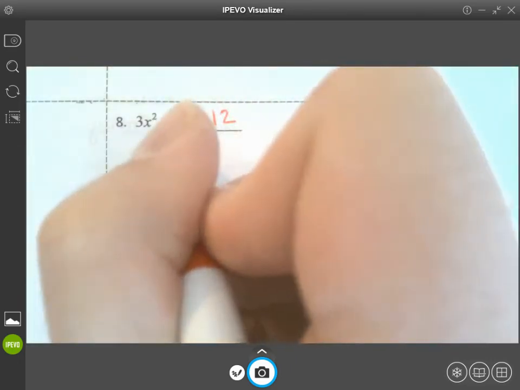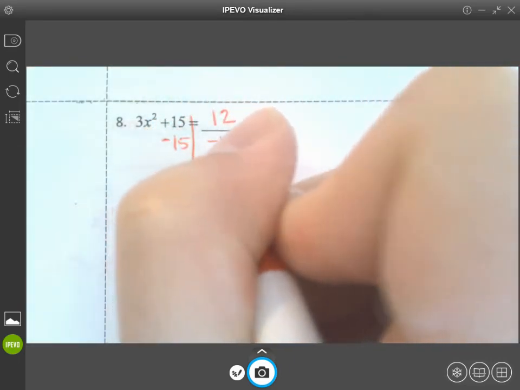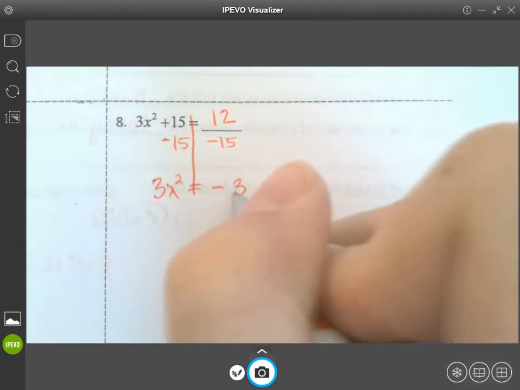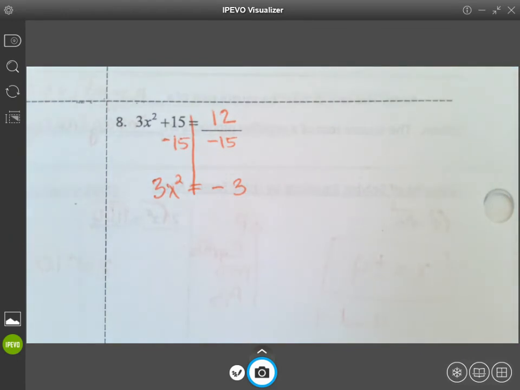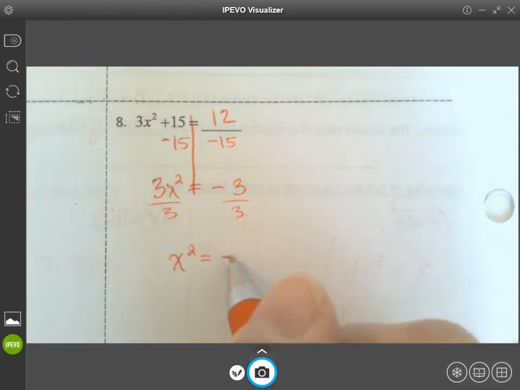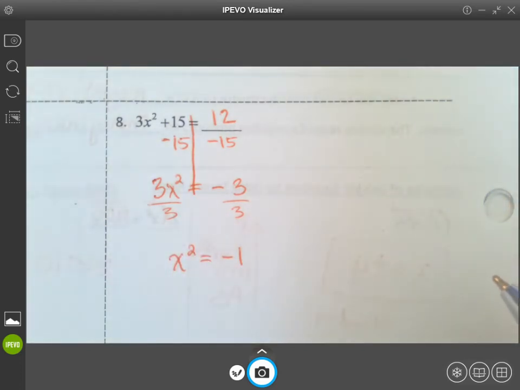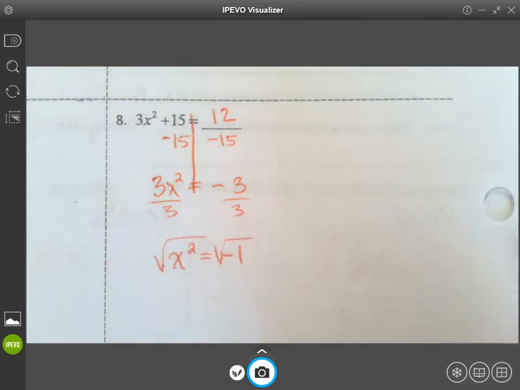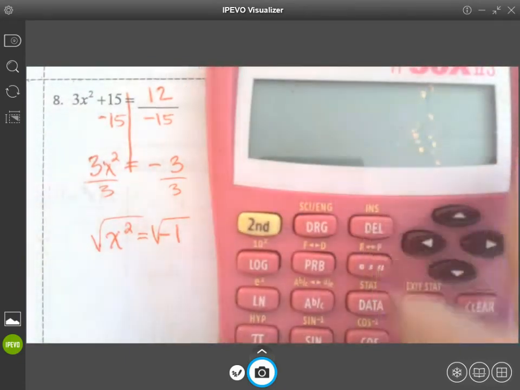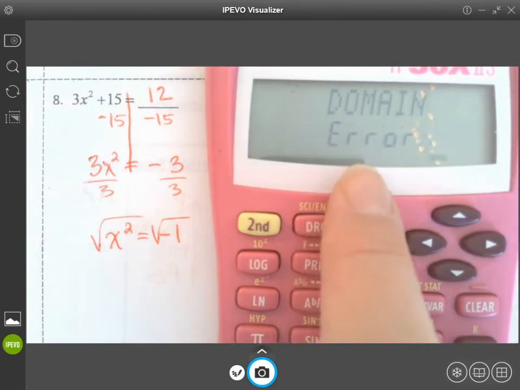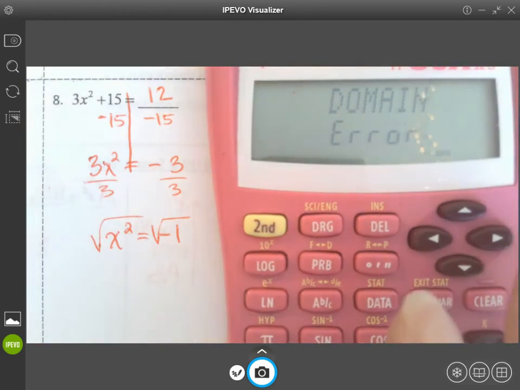Pretty impressed by myself. All right, guys, I'm subtracting that 15 first. Then I get 3x squared equals negative 3. Then what? Divide by 3. And then I get x squared equals negative 1. And then, because I have an x squared, I take a square root. Does it actually say domain error, or is it like dom-er? Oh, it actually does say it. Okay, impressive. Why is it a domain error?